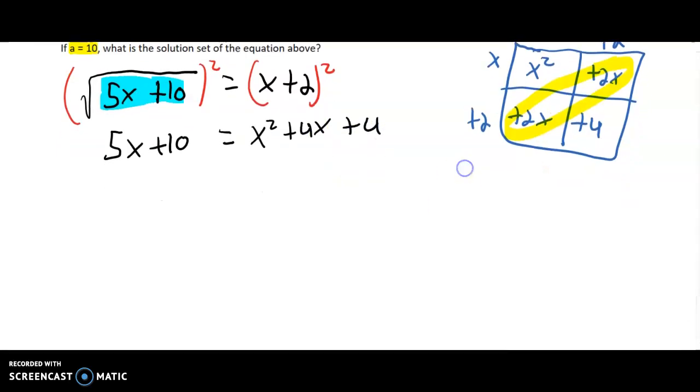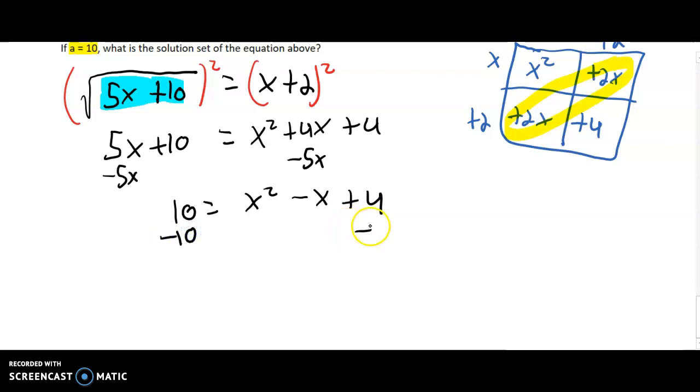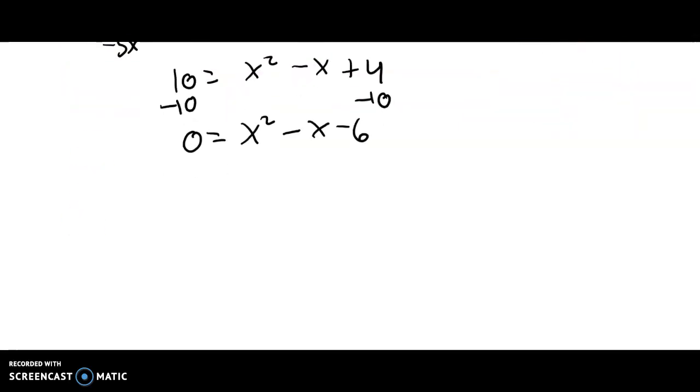We still want to get everything to one side so that the other side equals 0. I'm going to take away 5x. 4x minus 5x is negative 1x. Take away the 10. 4 minus 10 is negative 6. Okay, everything's off to one side. The other side equals 0, so we're all ready to factor.